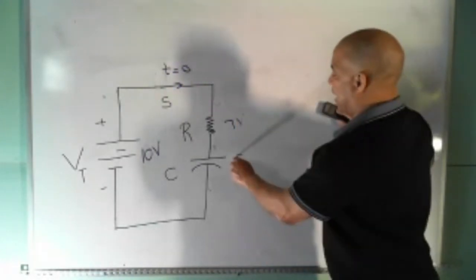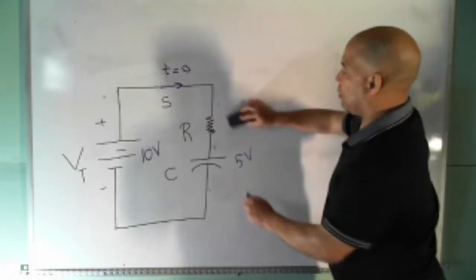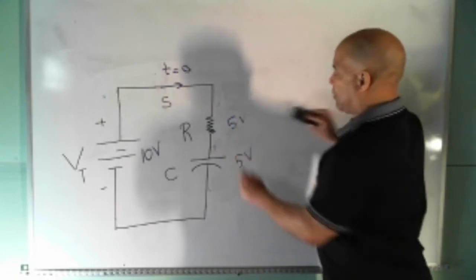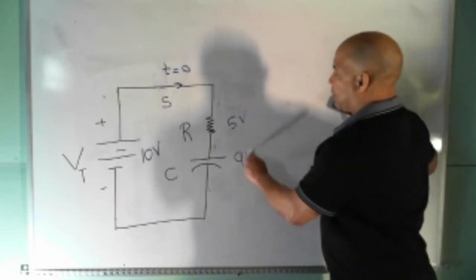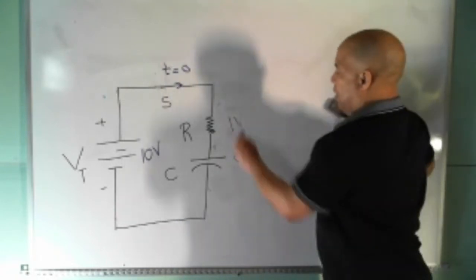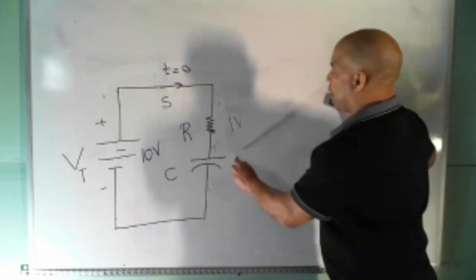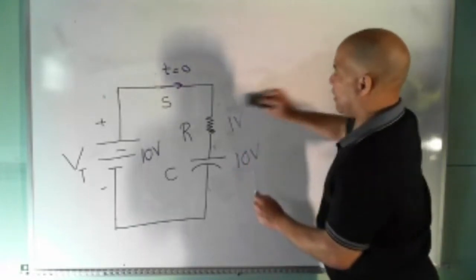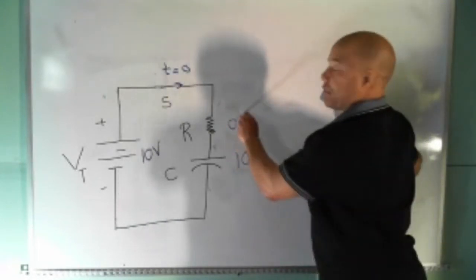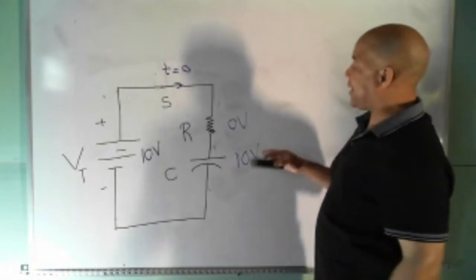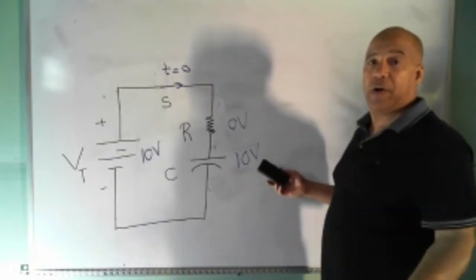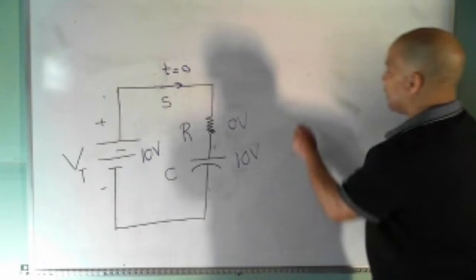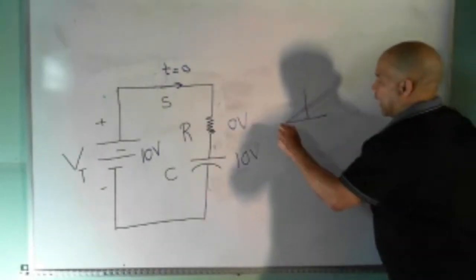Eventually, this will come up to 5 volts, and this will drop to 5 volts. This will charge to 9 volts, and eventually, this thing will be fully charged. This is 10 volts, which means the resistor voltage is now 0. At this point, no current can flow in the circuit. How can it? Look, you have a potential difference.